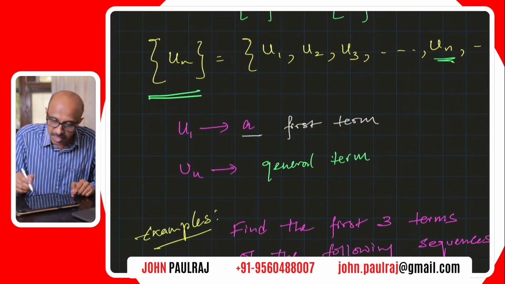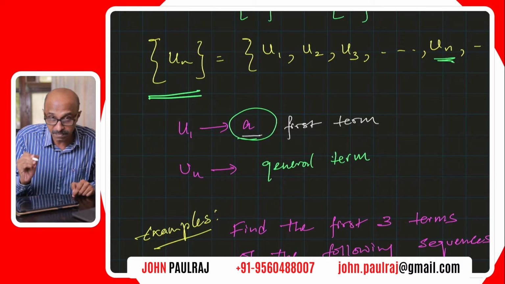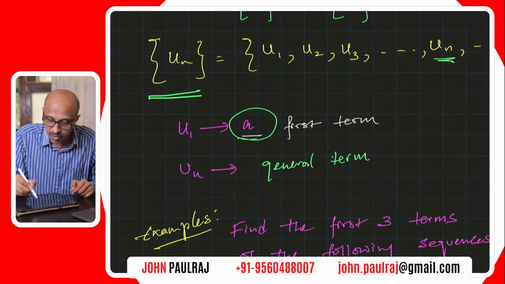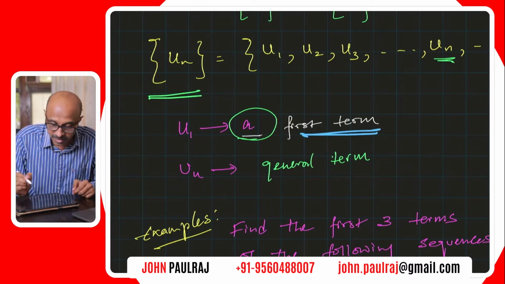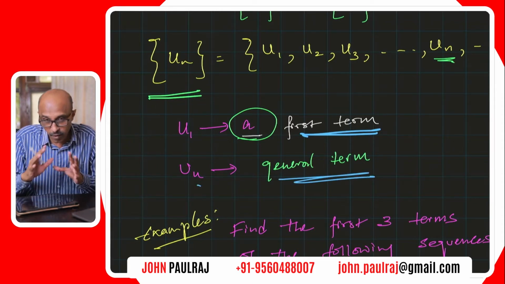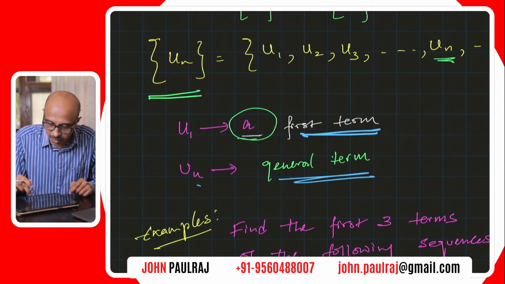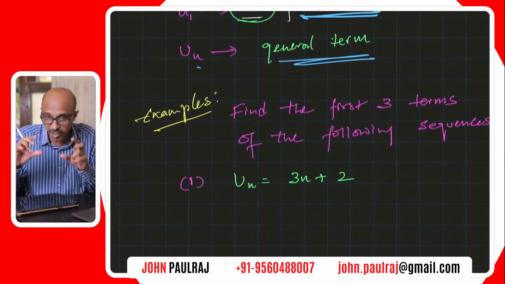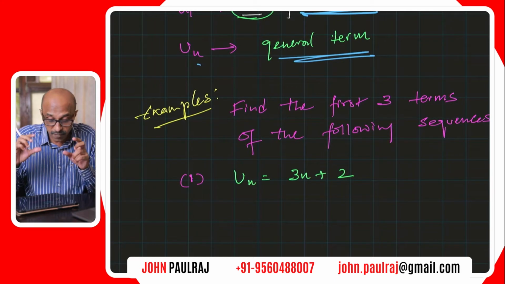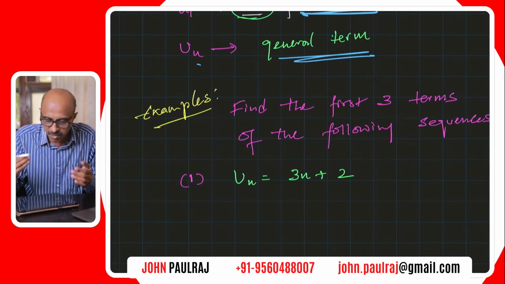The first term is also represented as a. That's universally a, referring to the first term of a sequence, and that is important. And this u_n is the general term, the general formula that is going to define each of the terms of the sequence. In this particular video, we're going to talk about how to use that general term, the general formula, to evaluate some of the terms of the sequence.